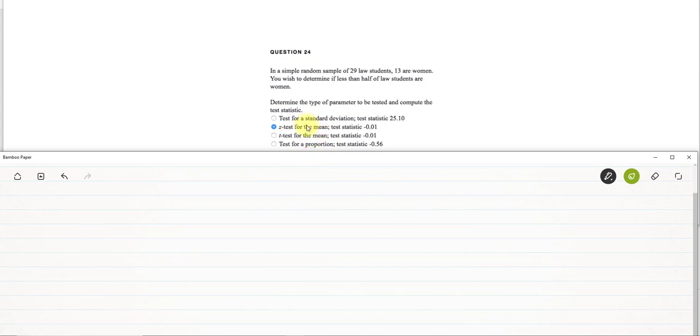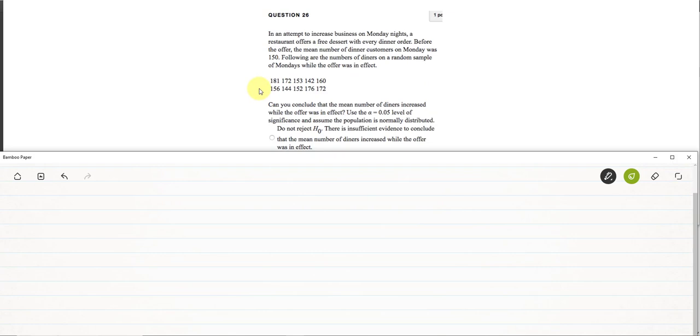So the test for standard deviation is not correct, the test for the mean is also not correct. So there's only one choice, which is test for the proportion. So the last choice should be your correct answer, because you wish to determine if less than half of the law students are women. Less than half means you are looking for the ratio, the proportion of that. So this is a test for proportion. There's only one choice. Okay, all right. Let's move to the next question.